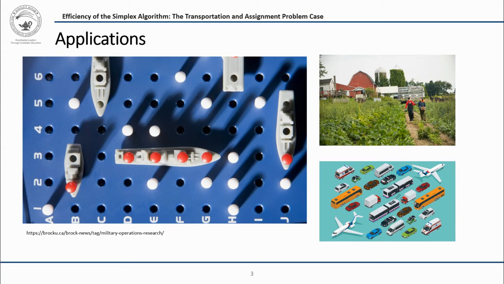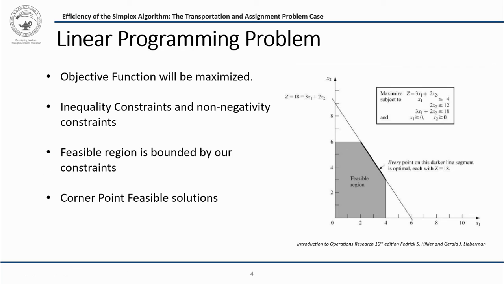Previously, researchers have actually shown that there exists a carefully constructed LP that points simplex towards a longer path that results in behavior that is exponential in relation to the size of the problem, where a path is defined as the number of iterations needed to arrive at an optimal solution. Now, before I move forward, I'd like to briefly explain how simplex works in general.